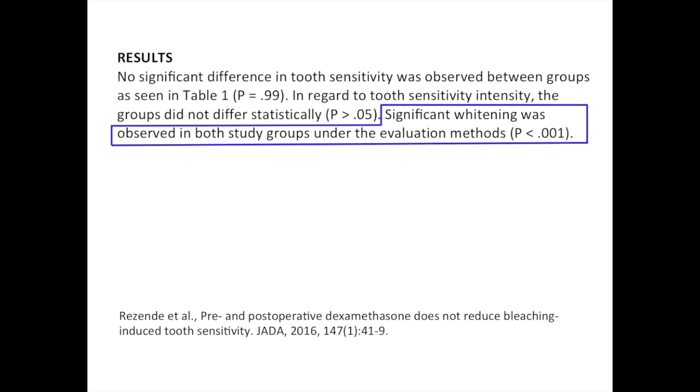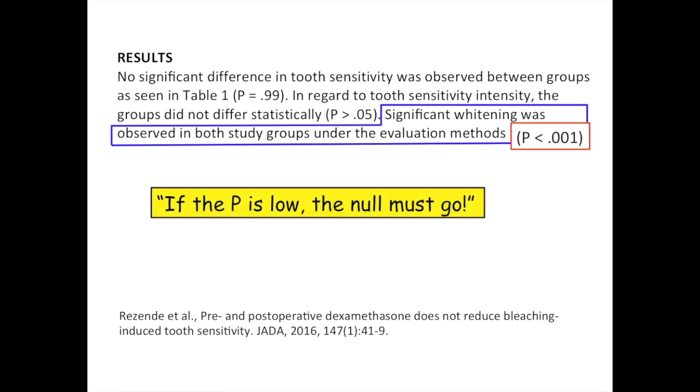The tooth sensitivity study used a significance level of 0.05 and reported statistically significant changes in tooth shade for both treatment groups. The p-value of less than 0.001 indicates that such results could occur by chance, that is, when there is no real effect of bleaching on tooth shade, less than once out of every 1,000 times if the study were repeated. Based on the small p-value, the researchers concluded that these were real differences.